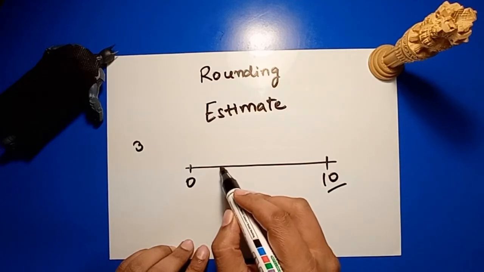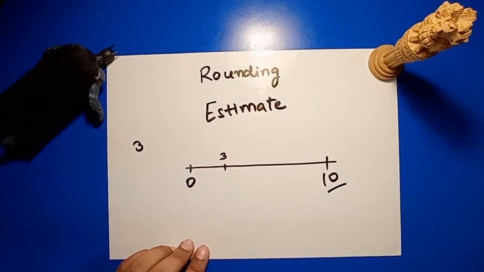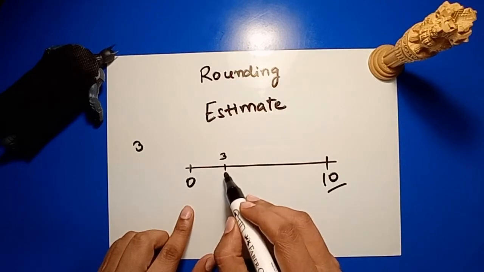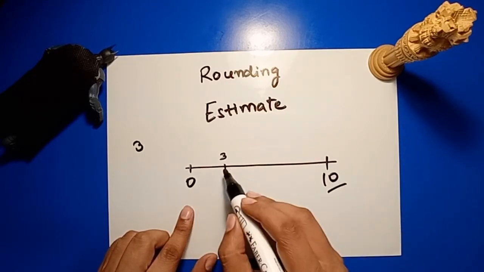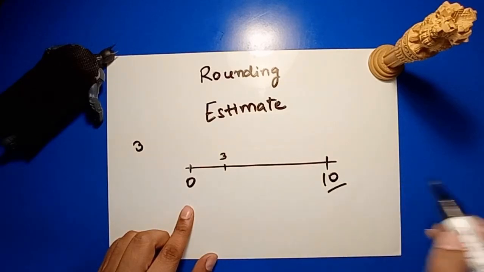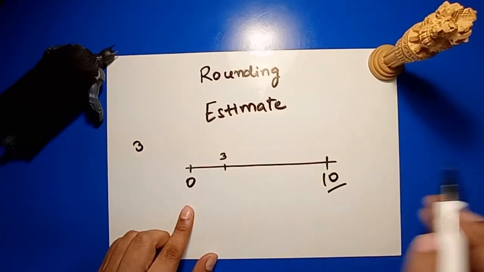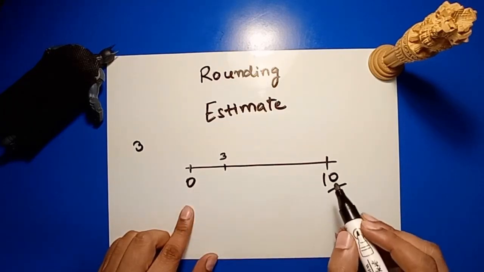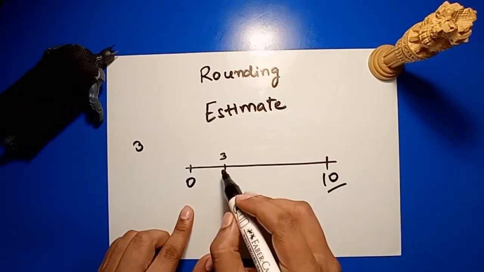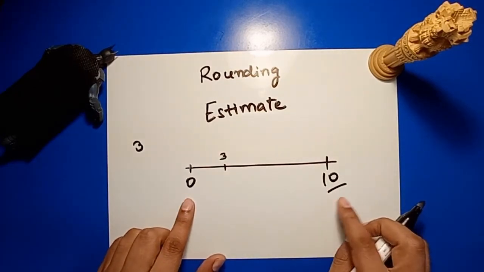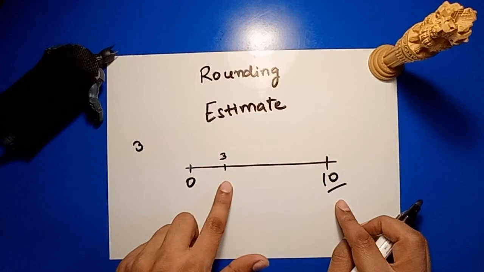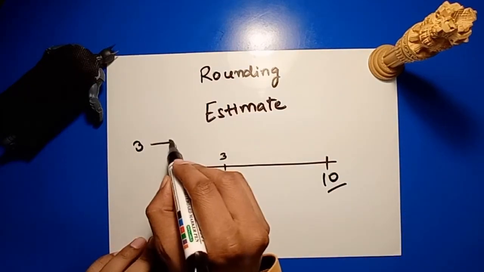So 3 is somewhere here. Let's just assume this is 3. And to be able to round, let's find the two closest 10 positions to 3. So 10, 20, 30 go in this direction, and before 10 there is 0. 0 plus 10 is 10, 10 plus 10 is 20. So these are the two places which are closest to 3. Now, obviously, just by looking, I can tell 3 is closest to 0. So in this case, 3 will get rounded to 0.